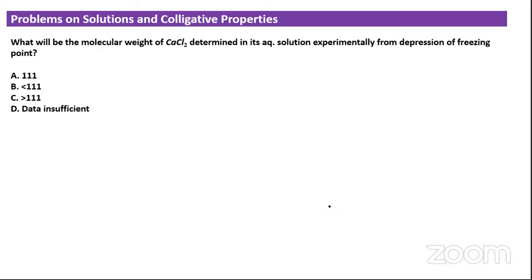So उस पर बेस्ड ये क्वेश्चन है कि एक्सपेरिमेंटली डिफाइंड जो मोलिकुलर वेट होगा CaCl2 का, the experimentally defined molecular weight of CaCl2, what will be the case? Will it be equal to 111, less than 111, greater than, or is the data insufficient? Think about it. Use the concept of van 't Hoff factor and try to answer it.